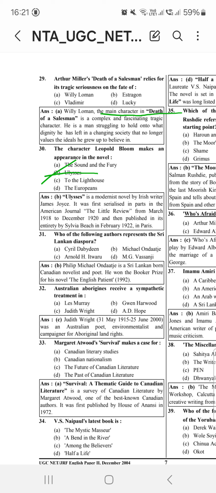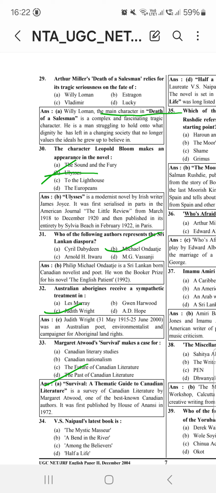Question 31. Which of the following authors represents the Sri Lankan diaspora? The correct answer is Michael Ondaatje. Question 32. Australian Aborigines receive a sympathetic treatment in Judith Wright. Question 33. Margaret Atwood's Survival makes a case for Canadian literary studies.